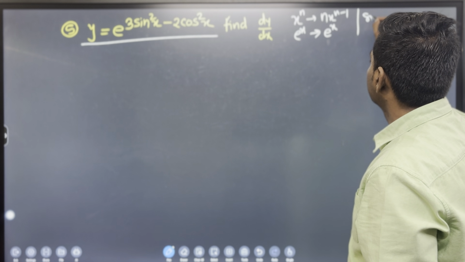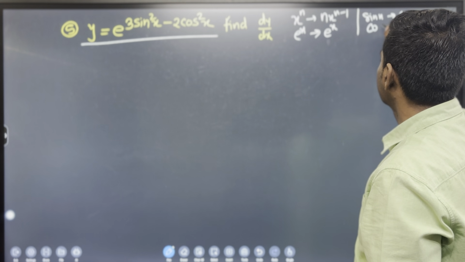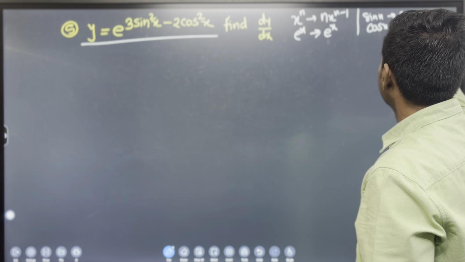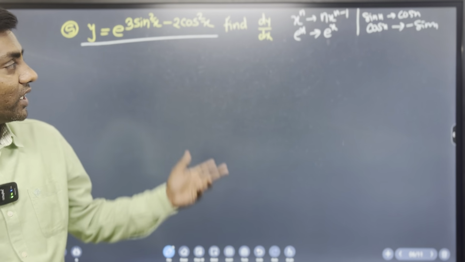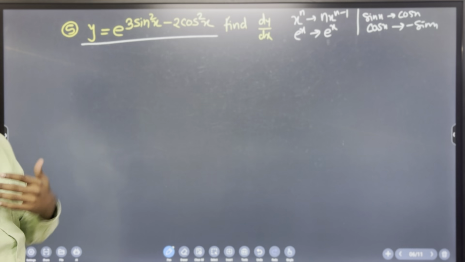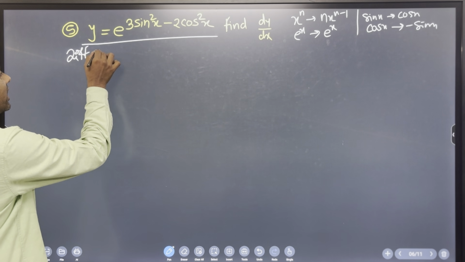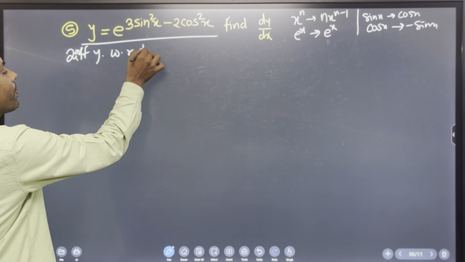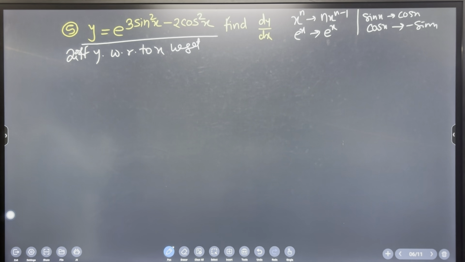Next formula: what is the derivative of sine of x? That is cos of x. And next formula: what is the derivative of cos x? That is minus sine of x. So these are the 4 formulas required. Make sure all 4 formulas are clearly remembered in your mind. After that we go for the basic steps of derivative. So first we differentiate y with respect to x. The question is very easy.